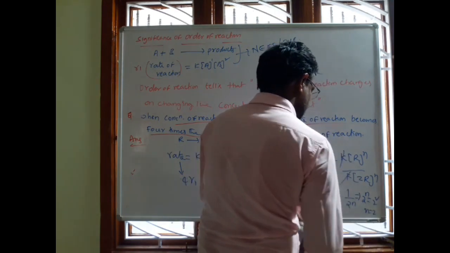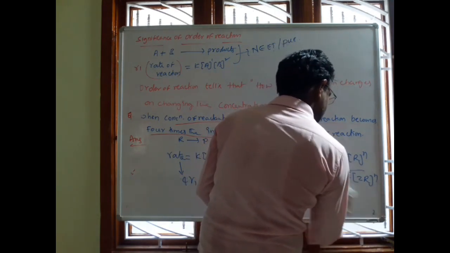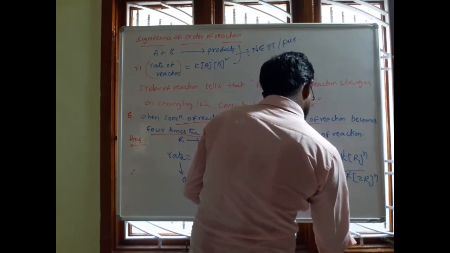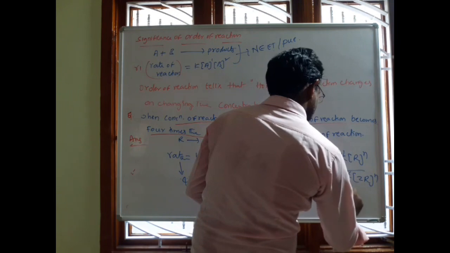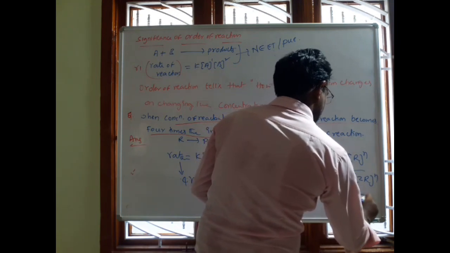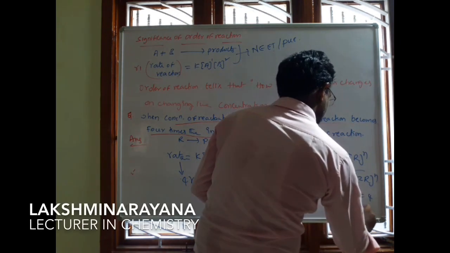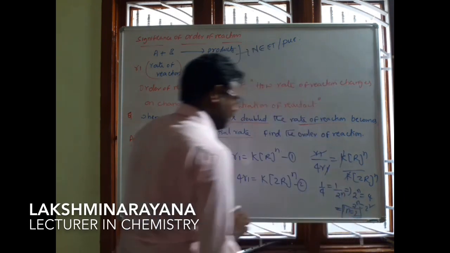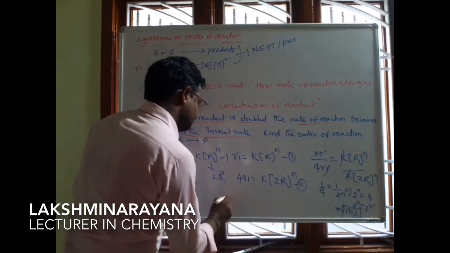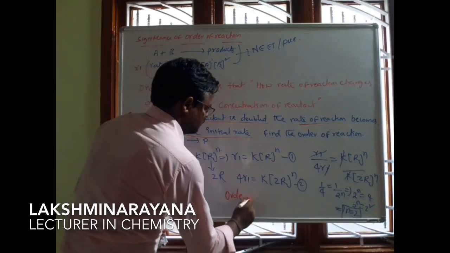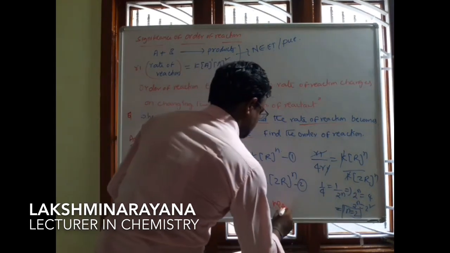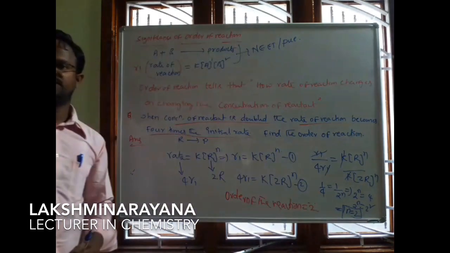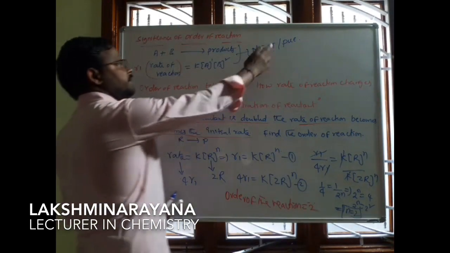Or written separately, 1 by 4 equals 1 by 2 power N. This gives 2 power N equals 4, and 2 power N equals 2 squared, where N equals 2. Therefore, the order of the reaction is 2. This model is very important for NEET and PUC. Very important.